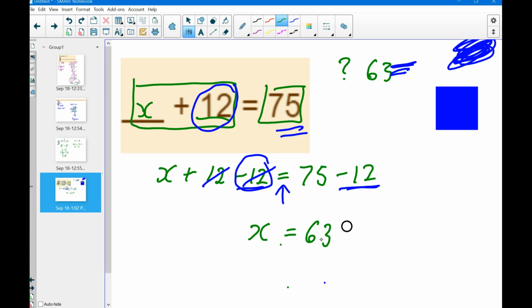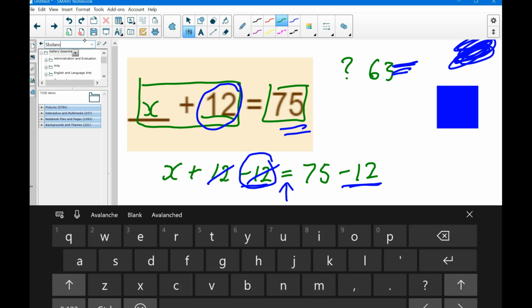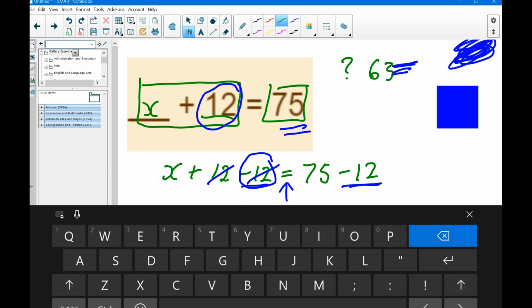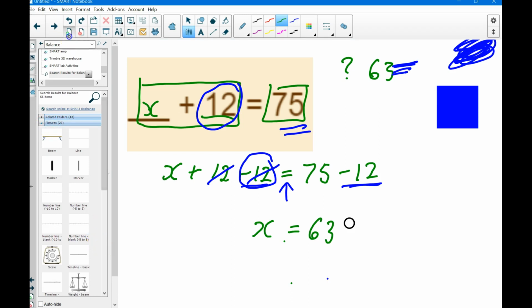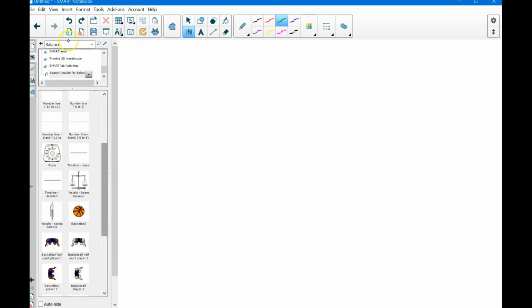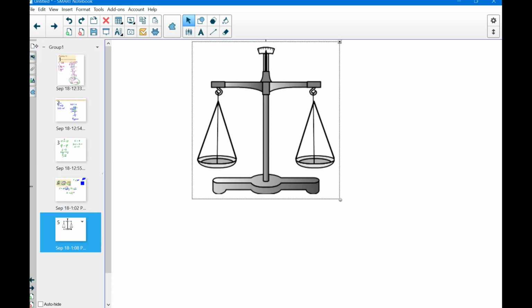Let me try one more thing. This is the big concept, right? I want everybody to understand what's going on here because it's a big concept when it comes to anything algebra related. So it helps you visualize it a bit more.